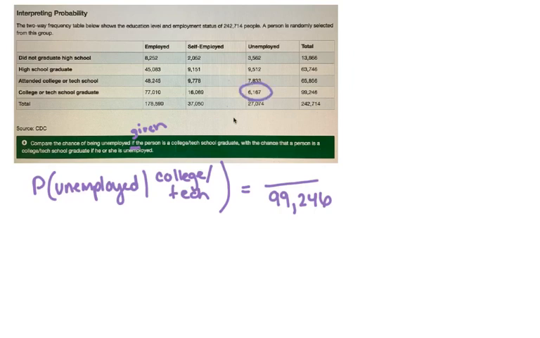So then right here, 6,167. And then I'm just going to divide those with my calculator. So 6,167 divided by 99,246, and I get approximately 0.062.